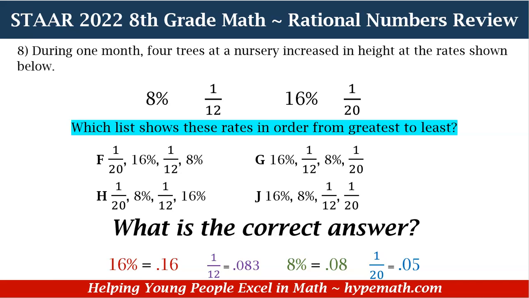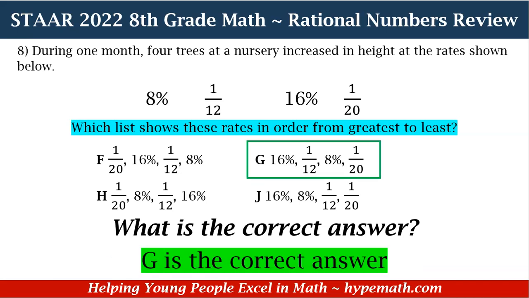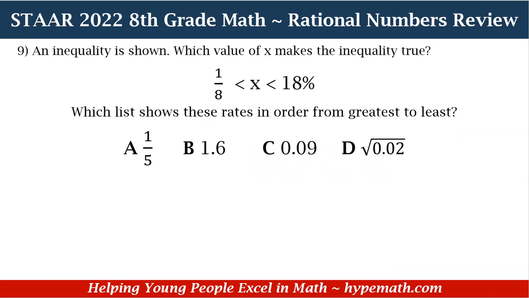Now that we have our list ordered from greatest to least, let's take a look at our answer choices to find the correct answer. Yes, it is G. G is the correct answer with 16%, 1 over 12, 8%, and 1 over 20 being ordered from greatest to least. Now let's take a look at number 9.